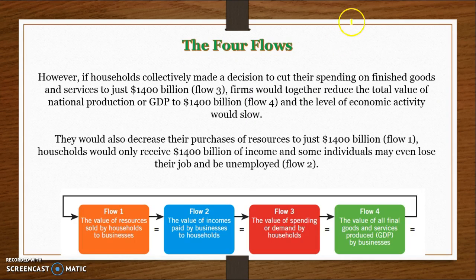So for example, if households collectively make a decision to cut their spending by 1,400 billion, that will affect flow 3. And then firms will decide to reduce the value of their production, flow 4, because there's less spending, and therefore GDP will fall by 1,400 billion. Because there's a reduction in production, that will flow back to flow 1 because we won't need as many resources. If we're not making as much, then we don't need as many resources, and then incomes fall in the economy as well because of the increase in unemployment and the lack of need for labour. So it flows through all the flows. Less expenditure flows onto less production, which flows on to reduced demand for resources, which flows on to reduced incomes throughout the economy.